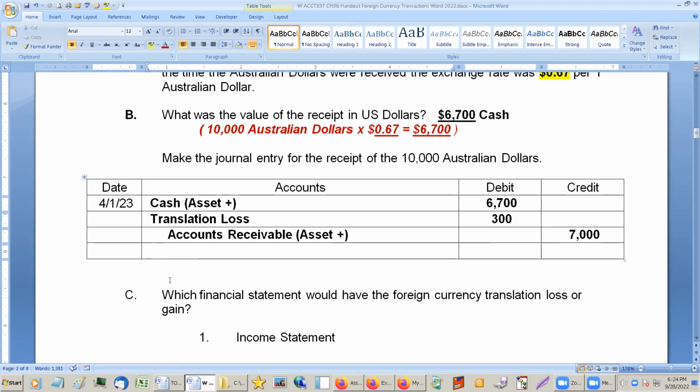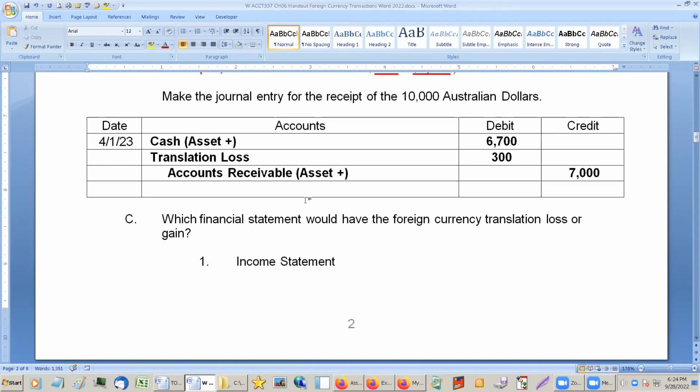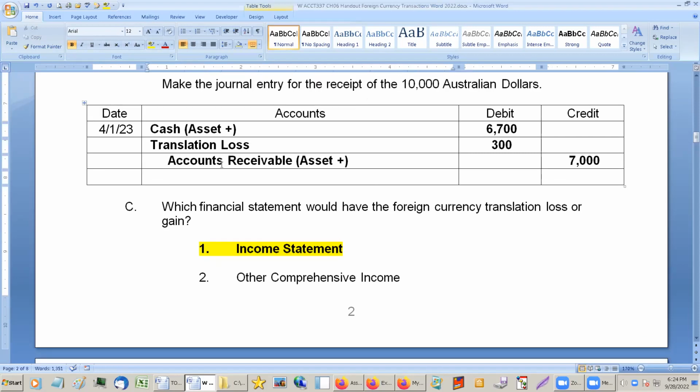Okay, and which statement would that occur on? And I've lost one of my statements. There we go. Well, it didn't matter. It goes on the first one. Yeah, we'll go on the income statement. So in the income statement, we'll have all our regular sales minus expenses and all that kind of stuff. And then there will be other revenues and expenses, and the translation loss will be in there.